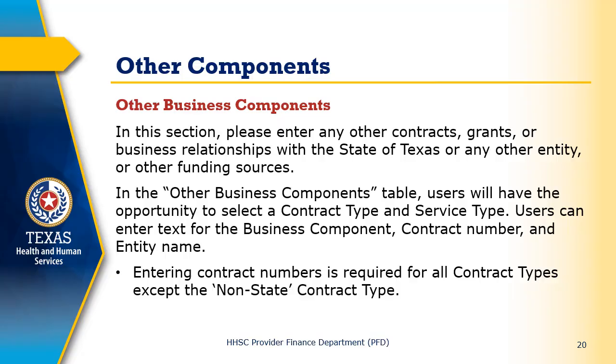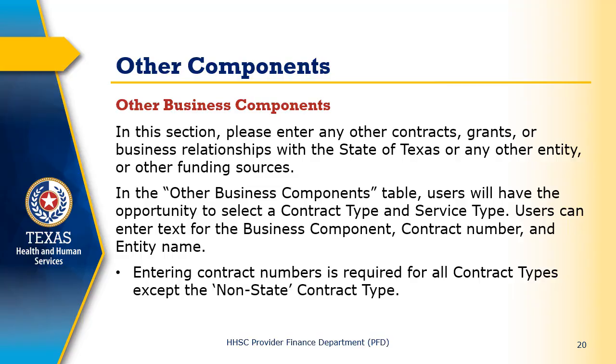In this section, please enter any other contracts, grants, or business relationships with the state of Texas, or any other entity or other funding sources. In the Other Business Components table, users will have the opportunity to select a contract type and service type. Users can enter text for the business component, contract number, and entity name. Entering contract numbers is required for all contract types except the non-state contract type. Contract numbers are required for all entries on the MEI report.